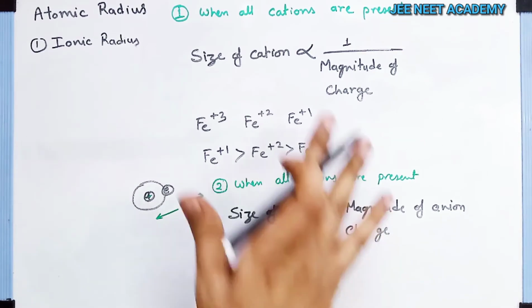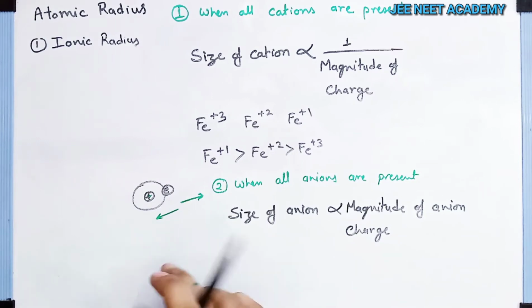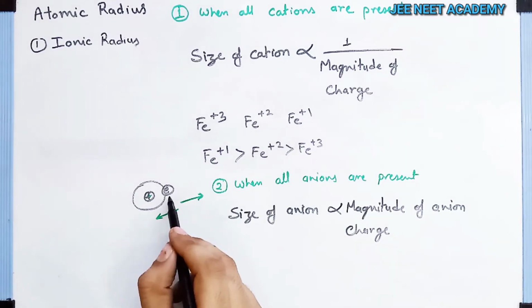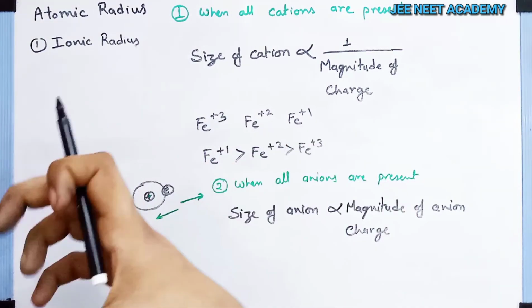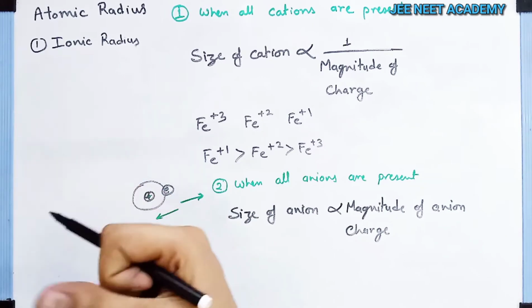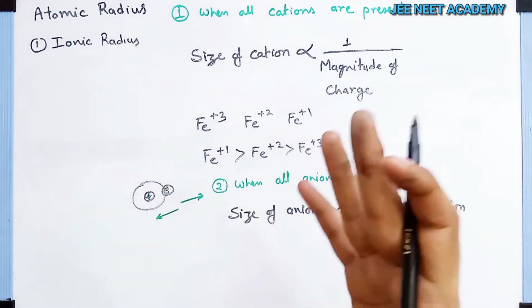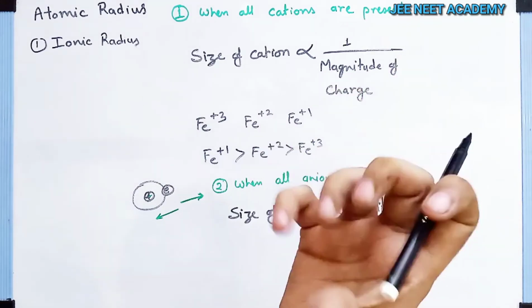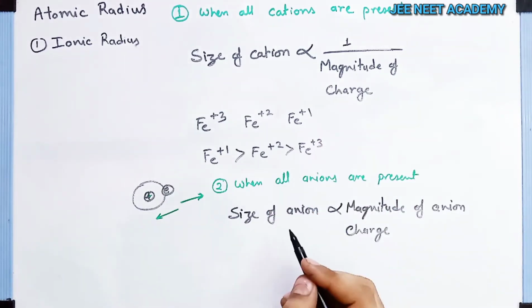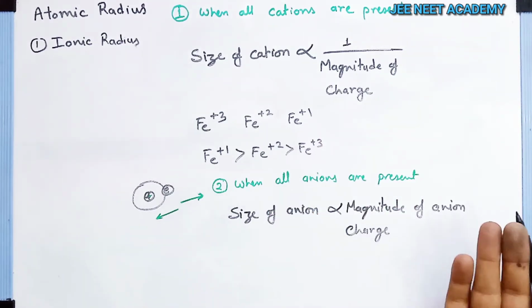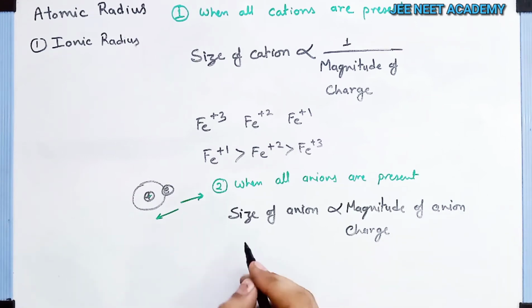Here the concept is same as the size of cation, because the more electrons are in orbit and it can pull more. So as the magnitude of anion charge is increasing, the number of electrons is increasing in the shell, it will go outside, and the nuclear protons cannot attract the electrons as they were attracting earlier. So the size of anion will increase, directly proportional to the magnitude of anion charge.